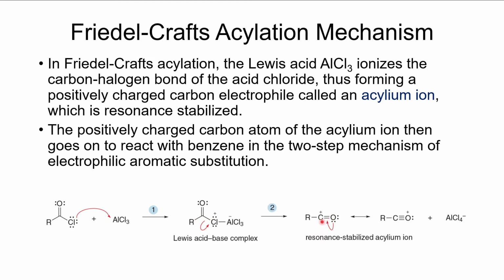One of them has the positive charge on carbon. One of them has the positive charge on oxygen. This one is probably the better resonance structure because everything has an octet, but this is the one that we are going to consider when thinking about it acting as an electrophile. It is the carbon that is acting as the electrophile. That carbon goes on to react with a benzene ring, and we have that two-step mechanism, much like what we would observe in our previous electrophilic aromatic substitution mechanisms. Don't worry, we are going to do the mechanism.